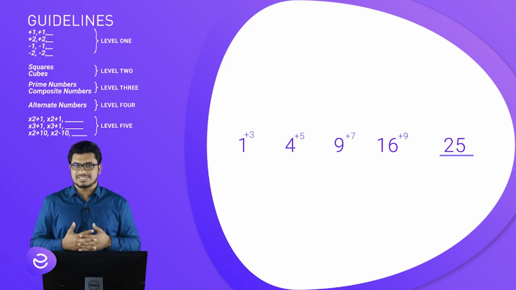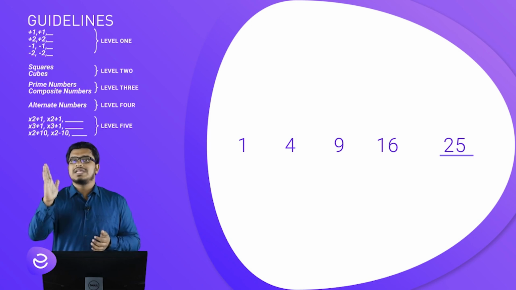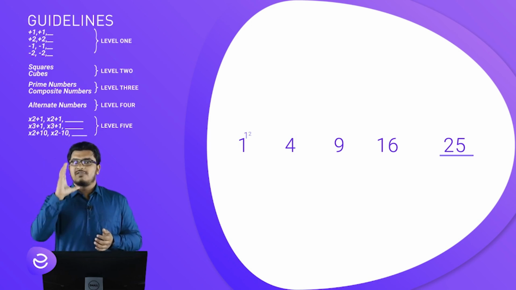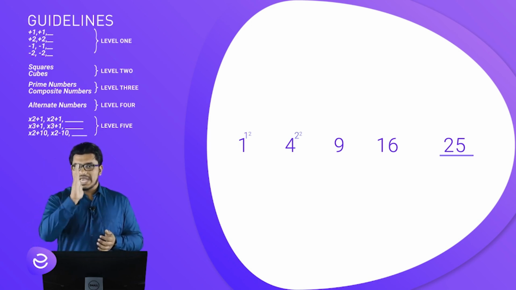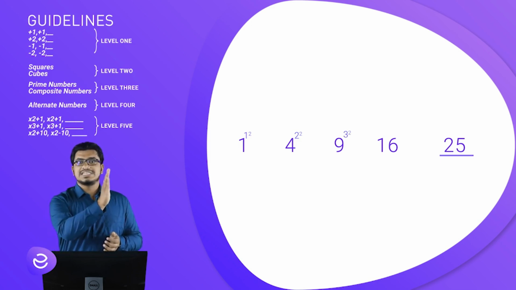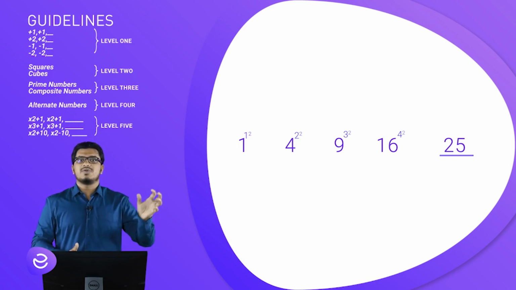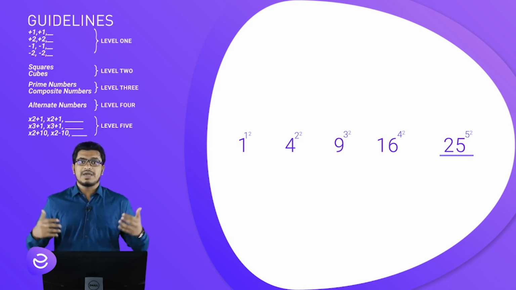But if you approach it as a level 2 type of question, a little more complex, you see that 1 is actually 1 square, 4 is 2 square, 9 is 3 square, 16 is 4 square, so the next one will be 5 square, which is 25. You get the same answer by approaching it from two different angles.